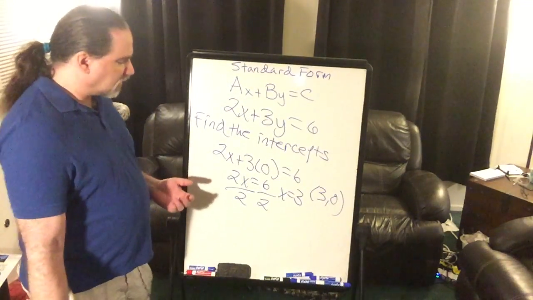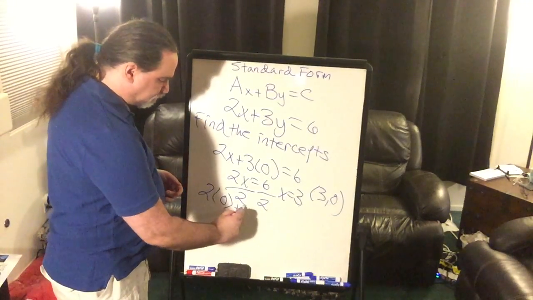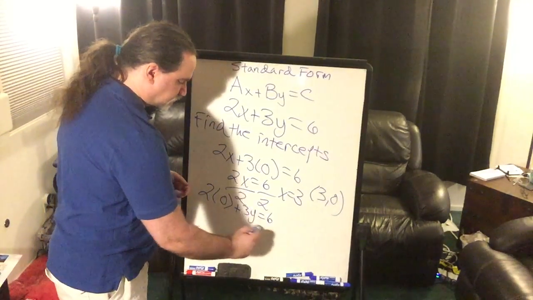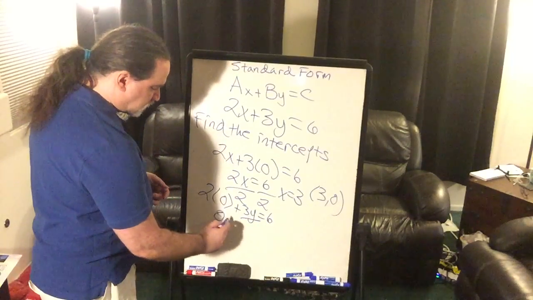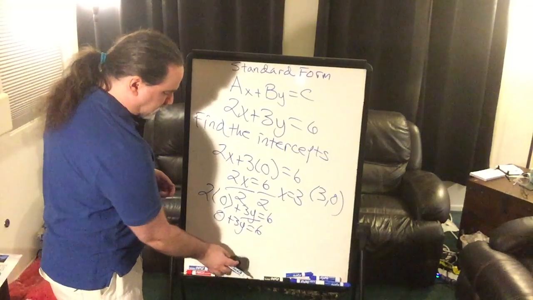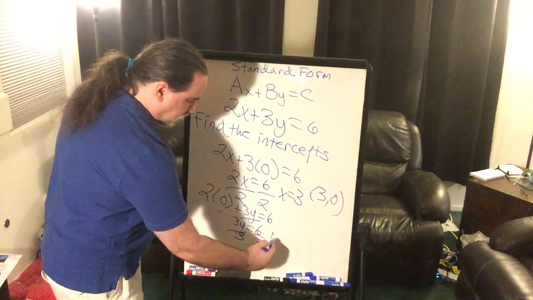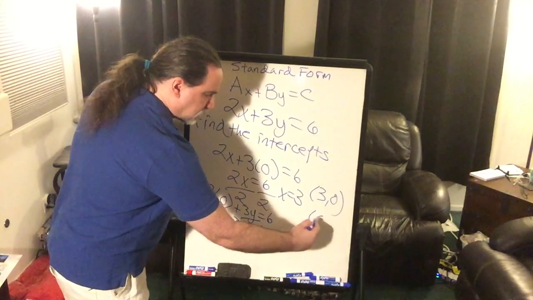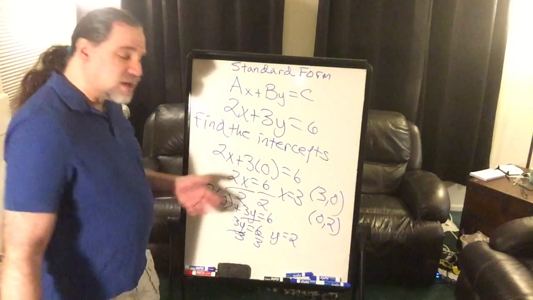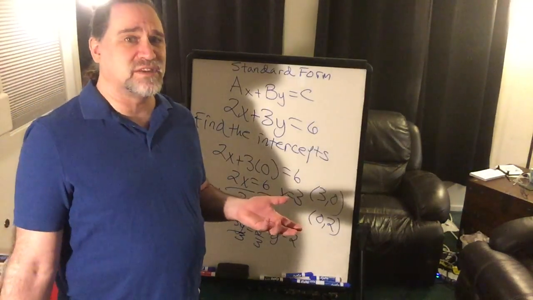If I then want to find the y-intercept, I'm going to replace the x with a 0. So that's going to be 0 plus 3y. And again, that just means the 0 is gone. So 3y, I'm dividing by 3, and y equals 2. And now I have my two intercepts. So that's the best use for standard form, it's really the easiest to find the intercepts.